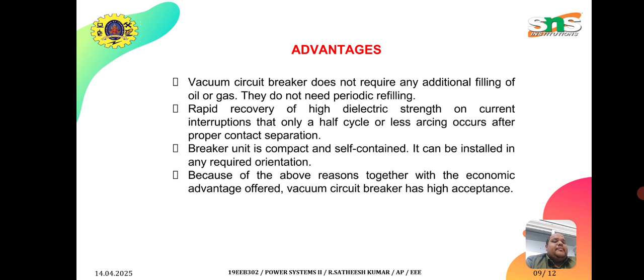The breaker unit is compact and self-contained. It can be installed in any required location and also in any orientation. Either it can be fixed vertically or horizontally, and based upon the requirement, we can place it in any manner. So, because of the above reasons, together with the economic advantages offered, the vacuum circuit breaker has a high level of acceptance overall in the market.